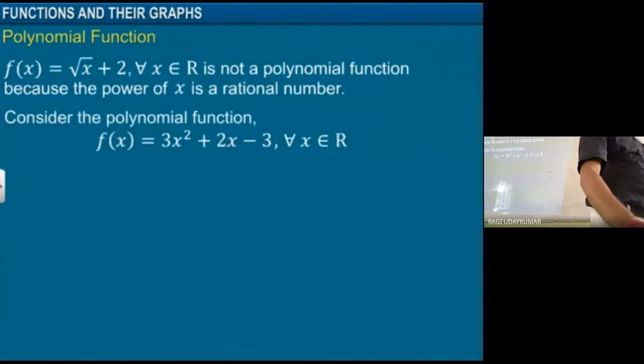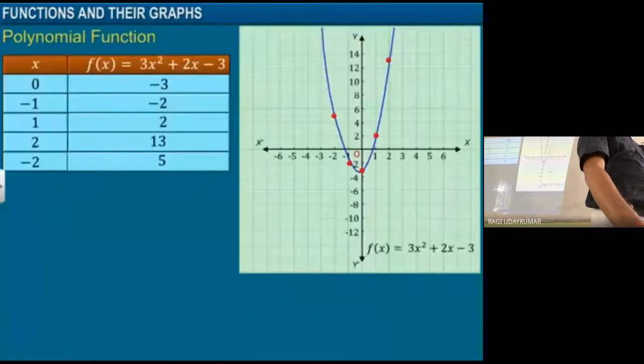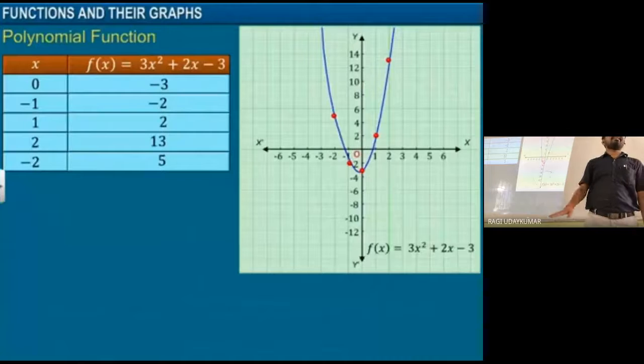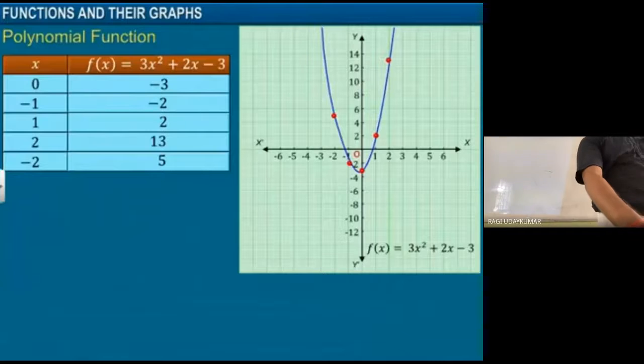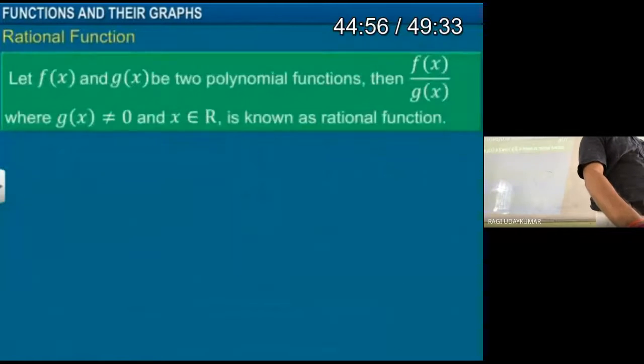So consider one more polynomial function here, and the polynomial function graph is a curve. We are going to have different curves. For quadratic, you get a parabola, and for cubic there will be another curve. So different functions are having different graphs.